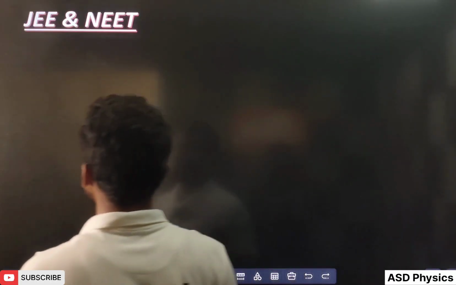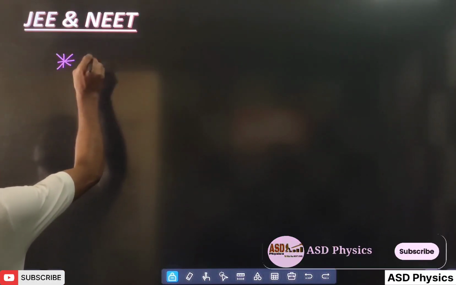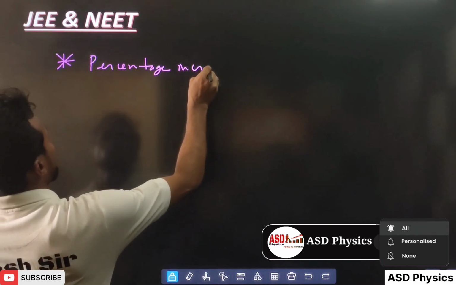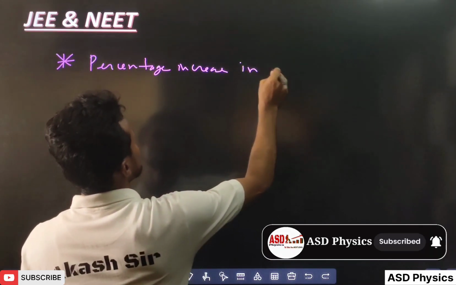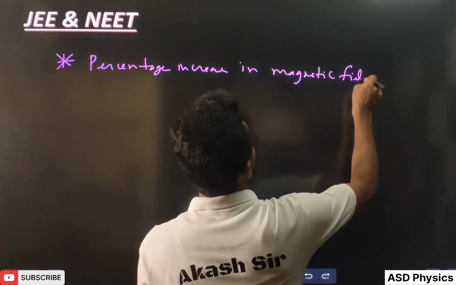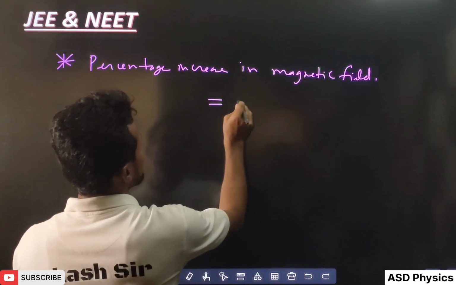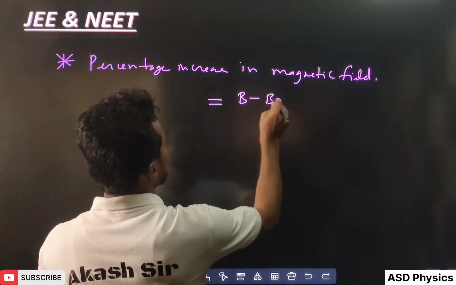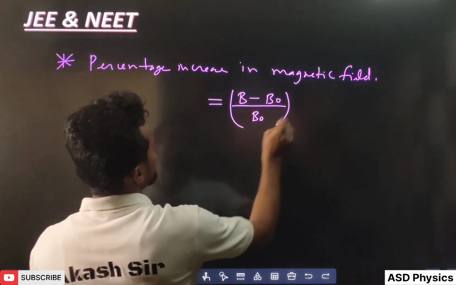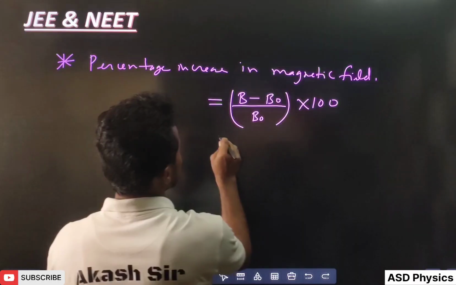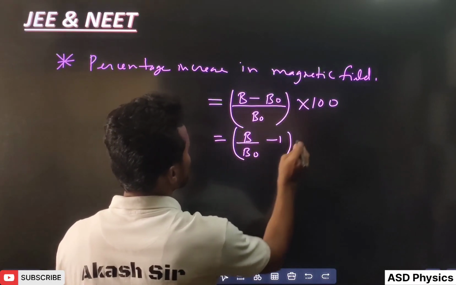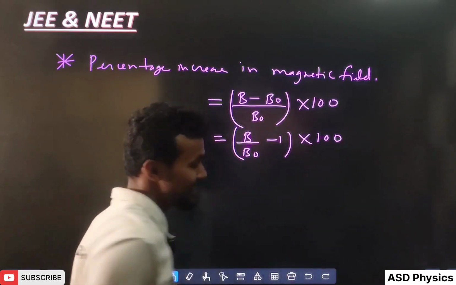So students, if I write here the percentage increase in magnetic field, what is the formula? Percentage increase in magnetic field is given by B minus B naught by B naught into 100. So we can write B by B naught minus 1, into 100. Now I have understood very well.